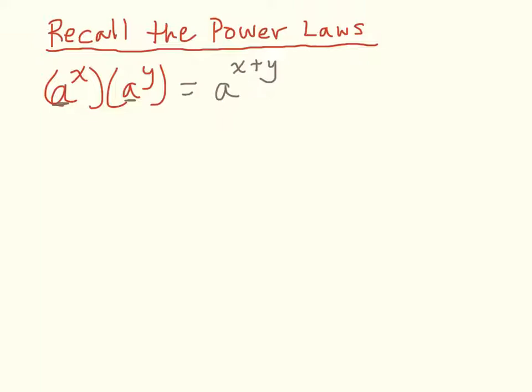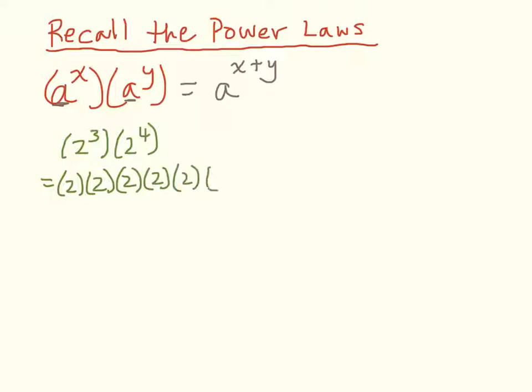If we wanted to consider a numerical example that might help us to make sense of this, I could consider the powers 2 cubed and 2 to the exponent 4. If I wanted to, I could then write these 2 powers out in expanded form. So 2 cubed is just 2 multiplied by itself 3 times. 2 to the 4 is, of course, 2 multiplied by itself 4 times.